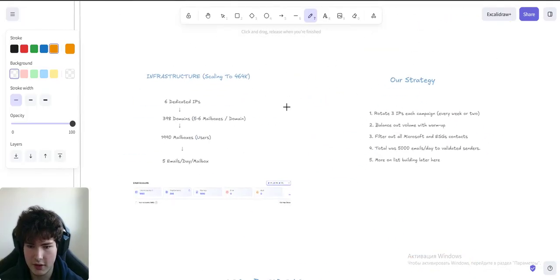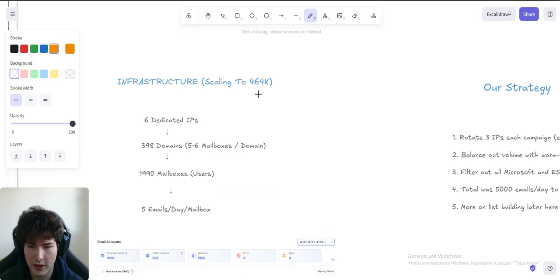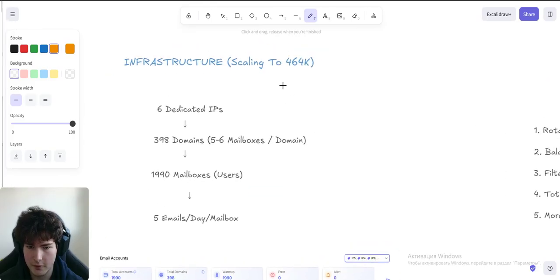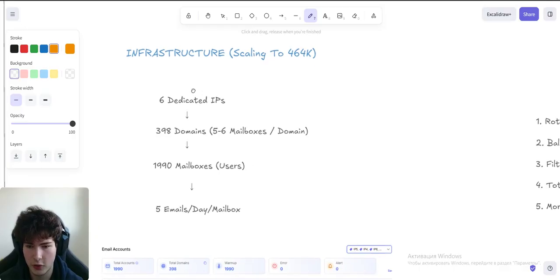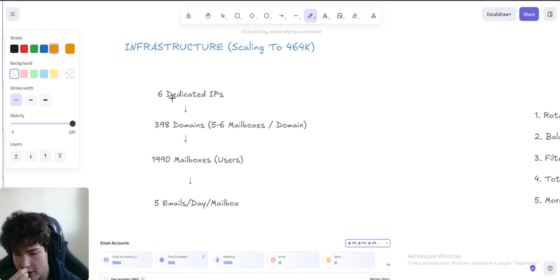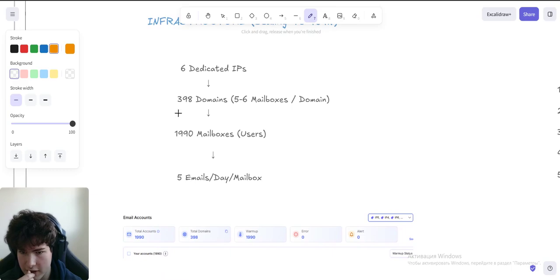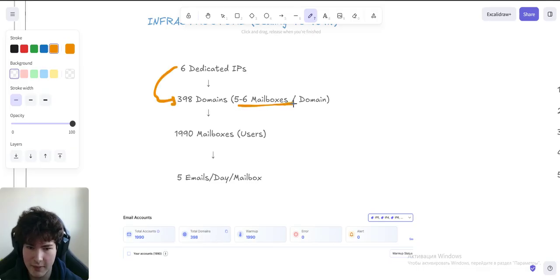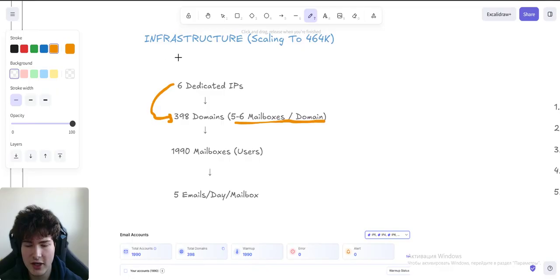So basically, 685K already from the dashboard, as you were able to see before. We're using 6 dedicated IP addresses with 398 domains total across all of them, and it was 5 to 6 mailboxes per domain. So it's all SMTP through Microsoft Azure.